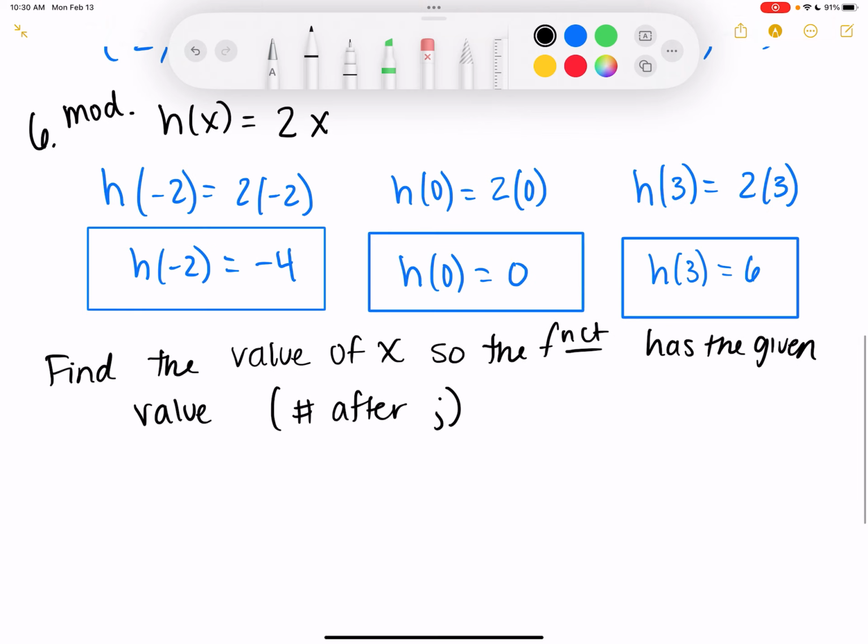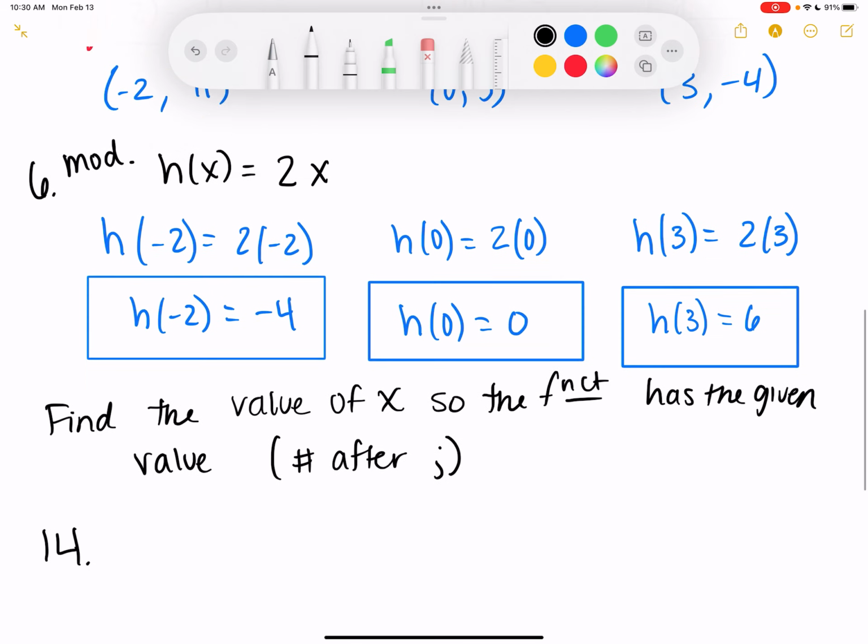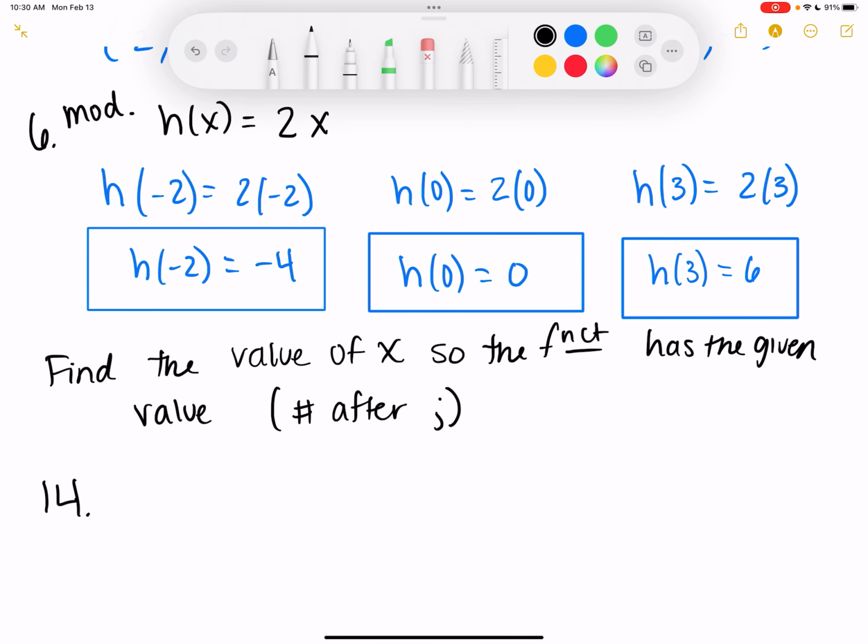So we're doing the opposite of what we just did. Basically, these problems up here, we were given x, we found y. Now we're given y, we're finding x. So we have f of x is equal to 6x plus 9, and it says that it wants it equal to 3.